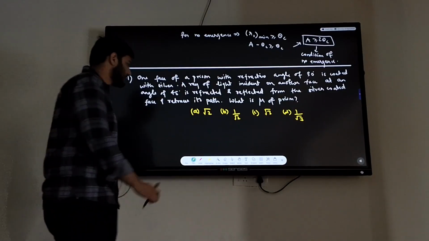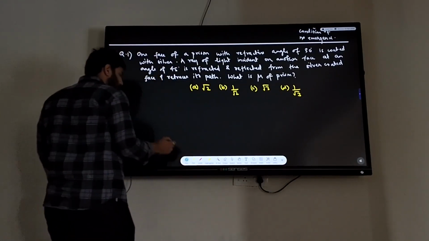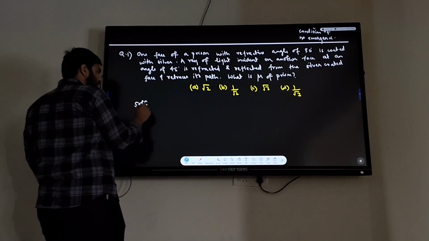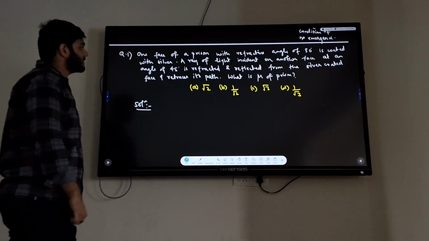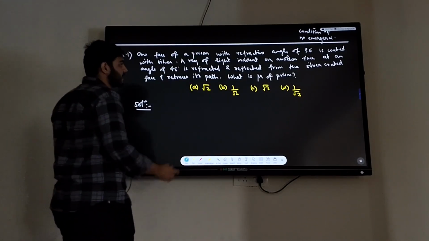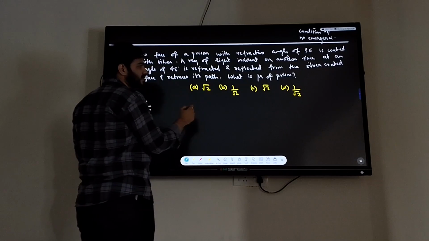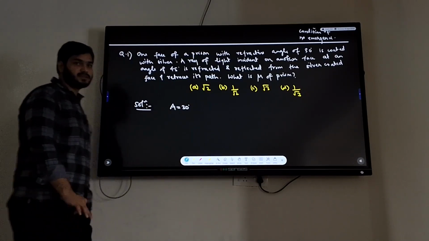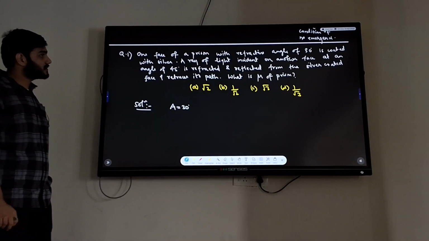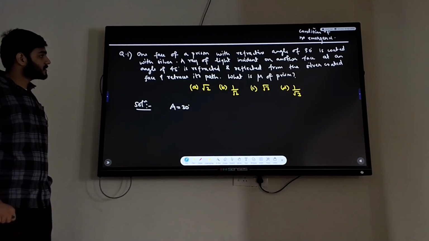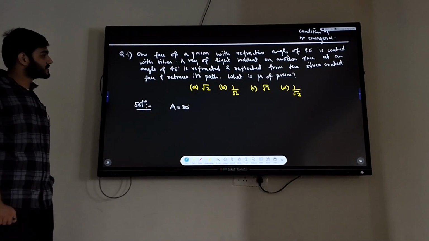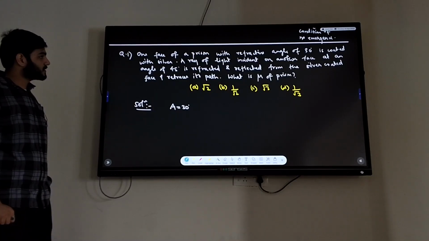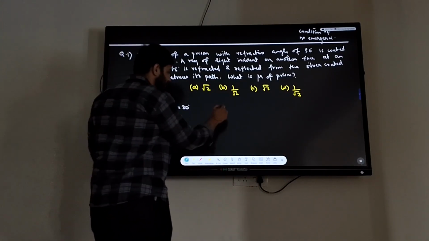Okay, I'm starting with a question. It's given that you have two surfaces. One of the surfaces, by the way, has a refractive angle of 30 degrees. That's A, no? Angle of refraction. And what else is there?